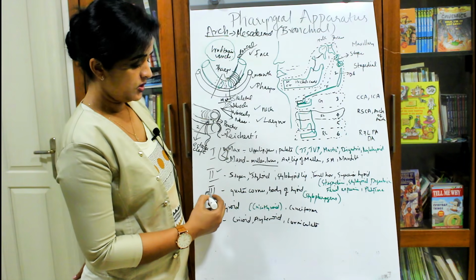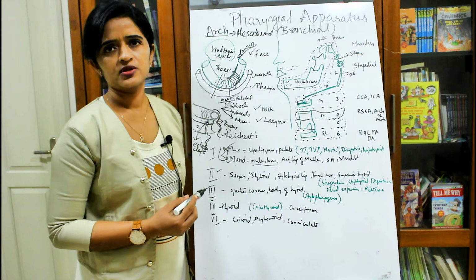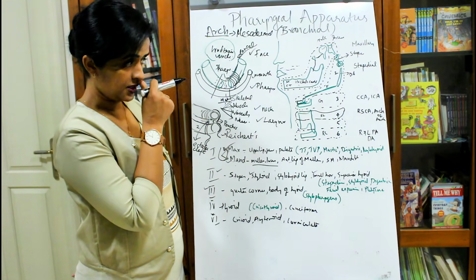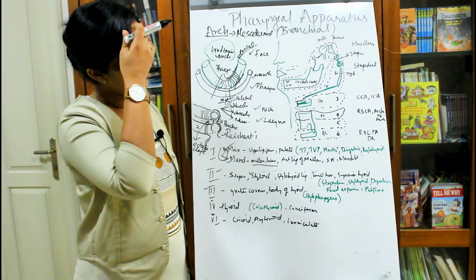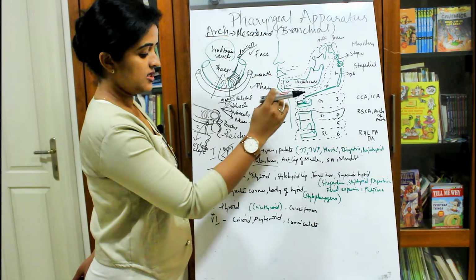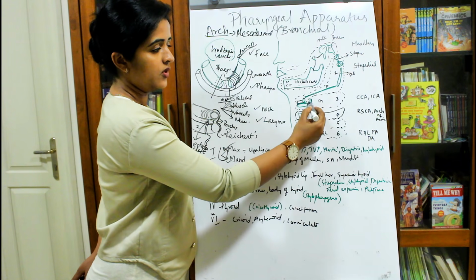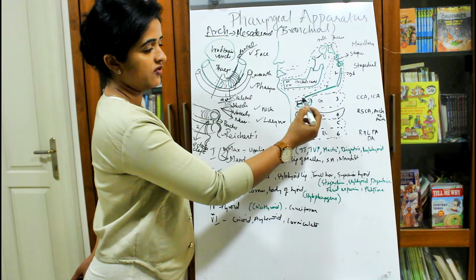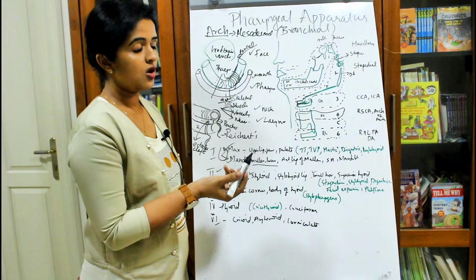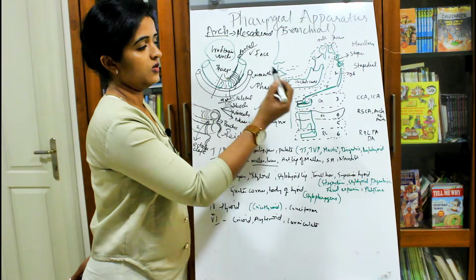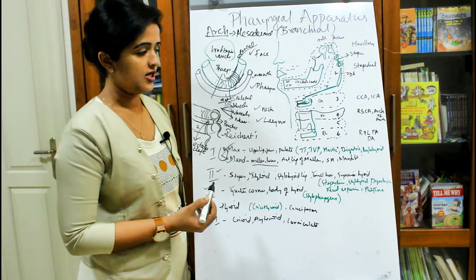Now coming to the third arch. In the posterior aspect, most of the third arch is actually getting degenerated, and when you come to the anterior aspect, you can see the greater horn of the hyoid bone along with the rest of the body of the hyoid bone. So the greater horn of the hyoid bone along with the rest of the body of the hyoid bone is actually a derivative of the third pharyngeal arch.